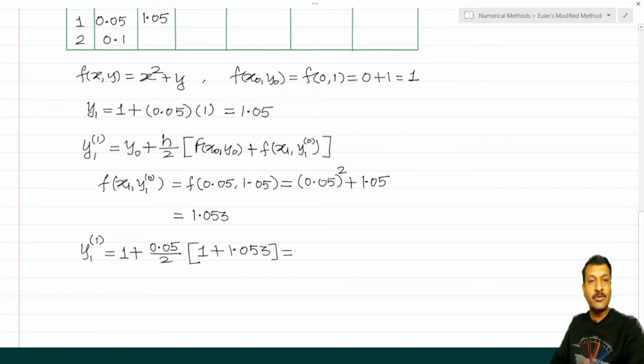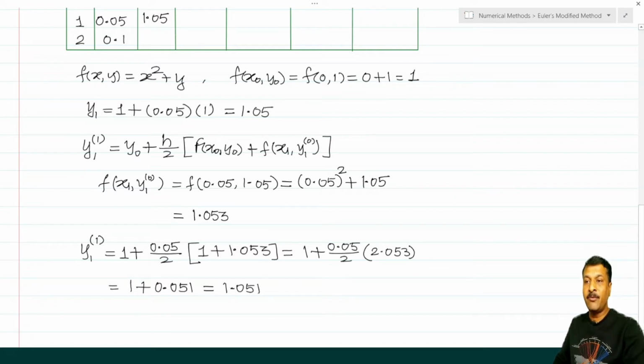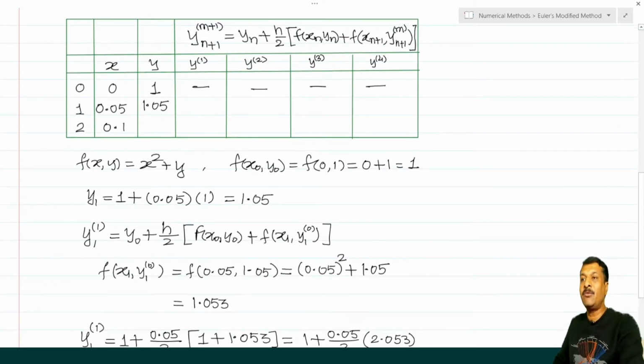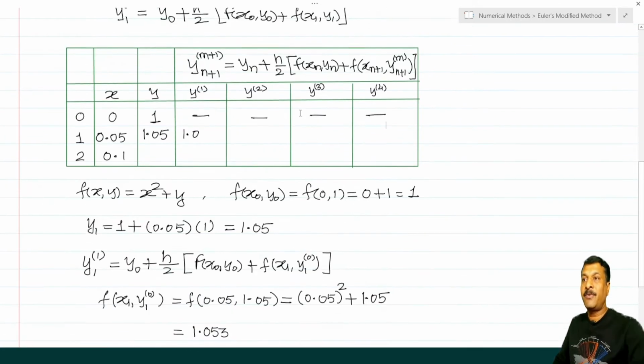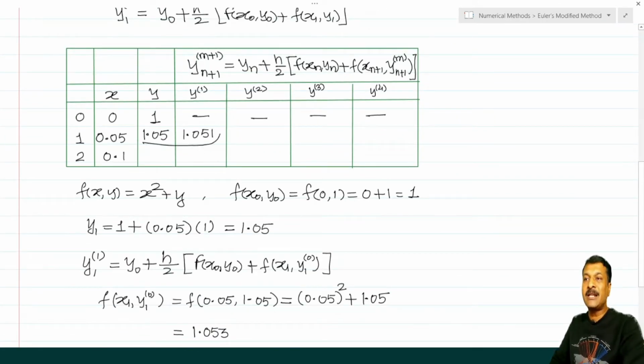So stepwise I am solving, but in exam you can take the value directly. So here 1 plus 0.05 by 2 and in bracket I am getting 2.053. So simplify it. So 1 plus 0.051 and that is equal to 1.051. So the new value of y is now 1.051. If these both values are same, then I can confirm, but these are not same. That is why I will find the second position.